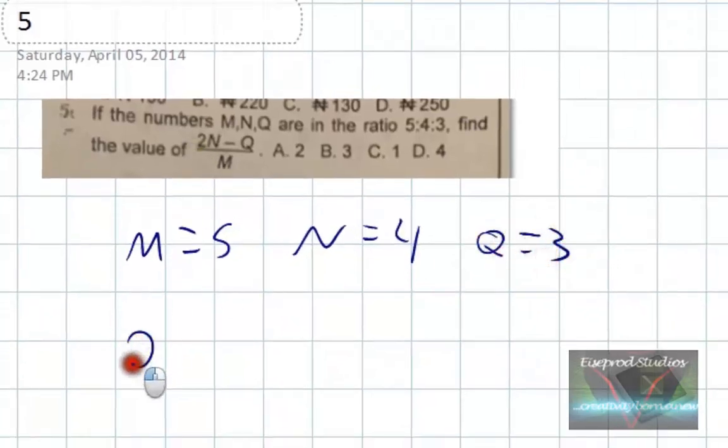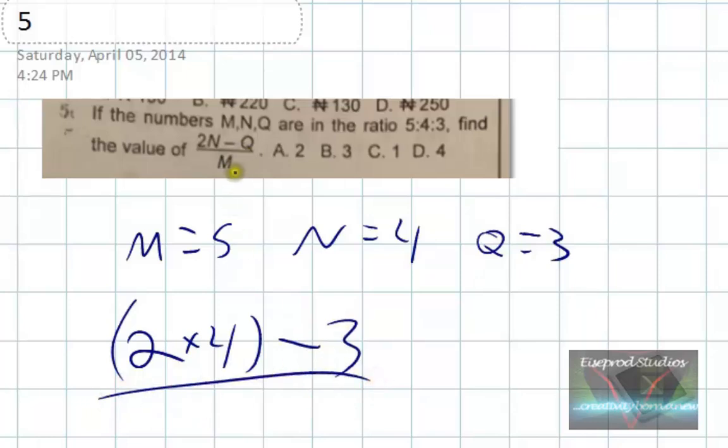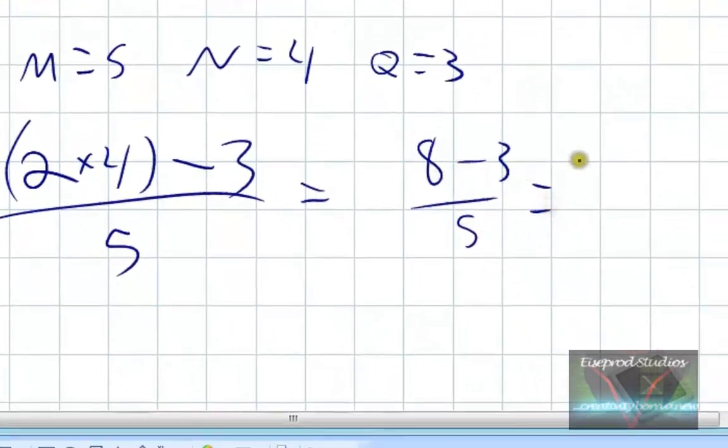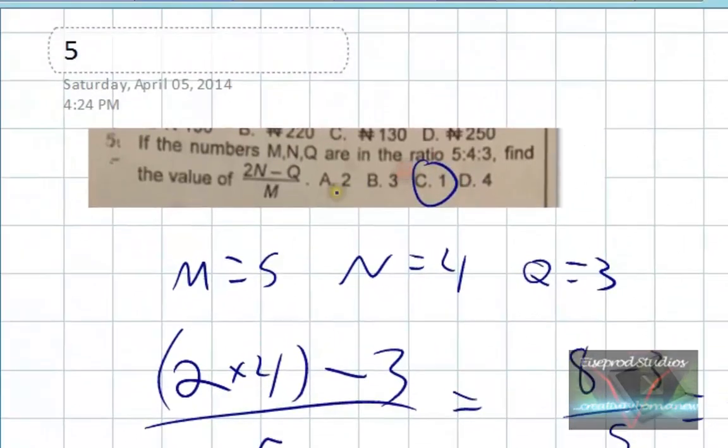So 2n would be 2 times 4 minus q, which is 3, over m, which is 5. Okay, simplify a little bit. 2 times 4 is 8 minus 3 over 5. 8 minus 3 is 5 over 5. And we get our answer, which is 1.